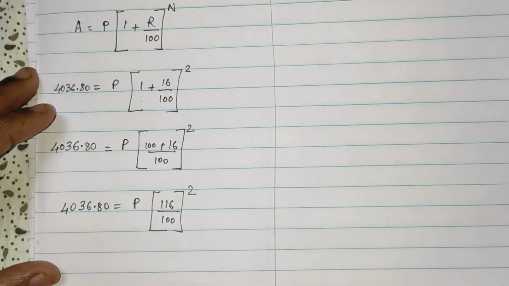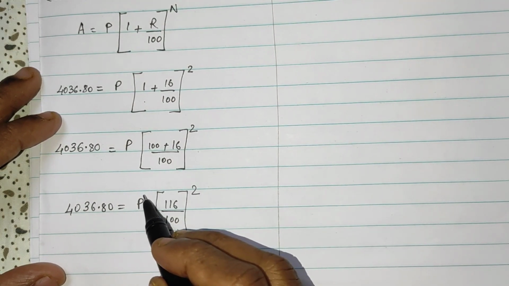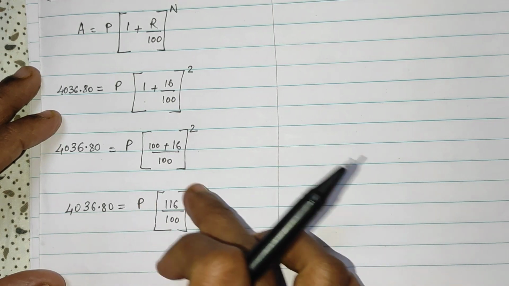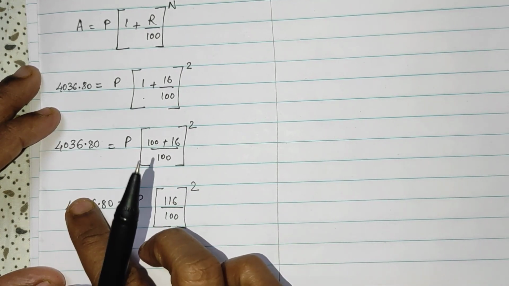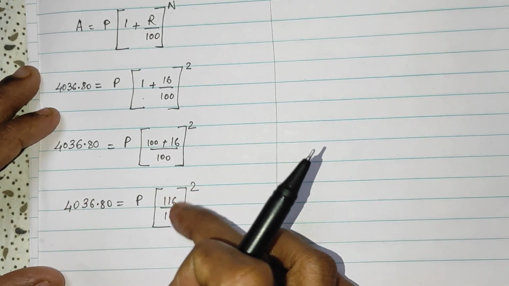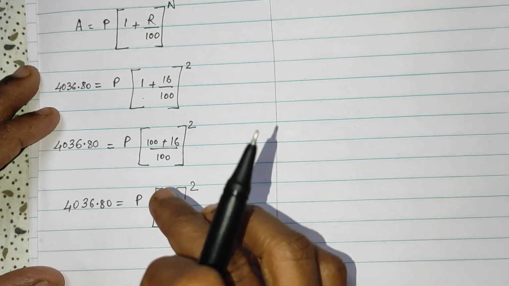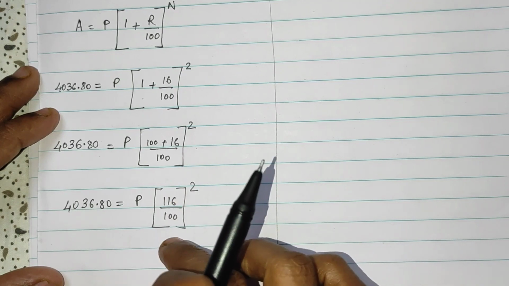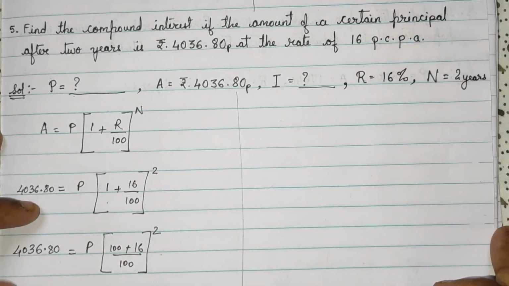So now what we have to do is find out this P. To find P, we will shift this here. When we shift this here, it will become reciprocal. It will go upside down, 100 will come up and 116 will go down. So let's see.